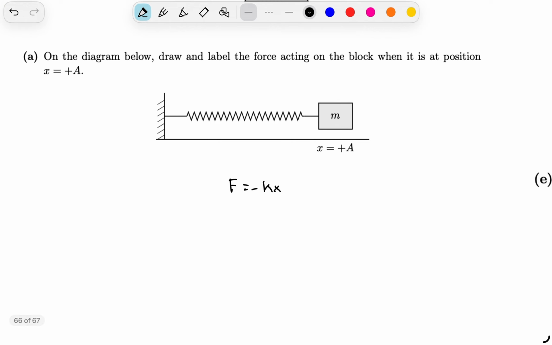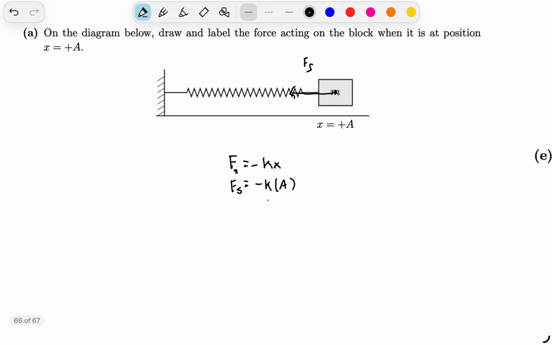And when we're at x is equal to positive A, we are going to have the displacement of positive A. So this force is going to point to the left. So on the block, we're going to have a force pointing this way. We'll call that Fs. The reason is because our spring force is always going to be opposite from the displacement from equilibrium in direction.